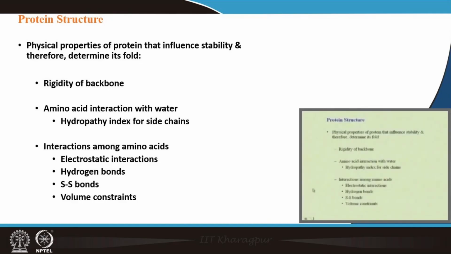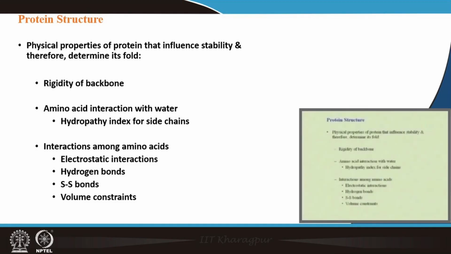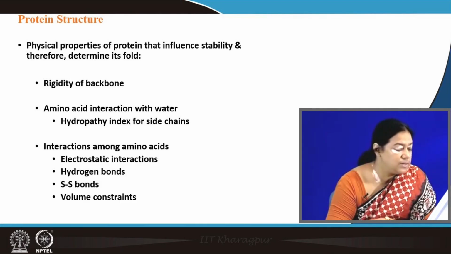Then we have to consider the interactions among the amino acids. There are going to be electrostatic interactions. How? Because we have charges on the amino acids. So if we have charges on the amino acids, where can these electrostatic interactions arise from? For example, lysine, which is a positively charged amino acid, can interact with aspartic acid or glutamic acid, which are negatively charged amino acids. So we can have these acidic amino acids interact with the basic amino acids.